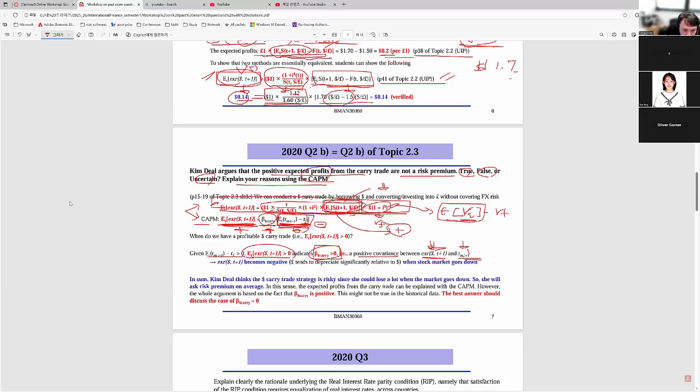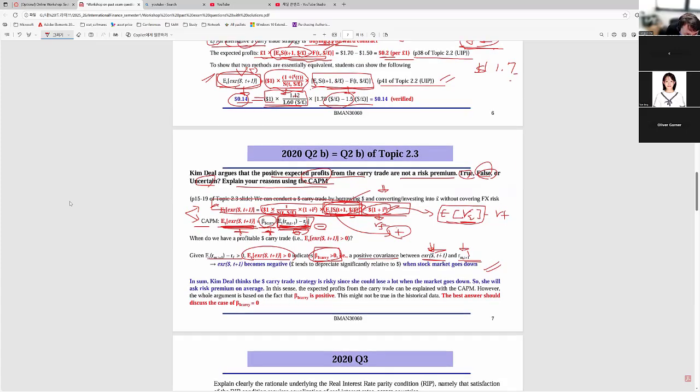So if you stop here, Kim Deal argues that positive expected profit from the carry trade is not a risk premium. But there is a way to say that this profit is indeed a risk premium using CAPM. So this could be the first answer if you stop here. However, we also learned about the following things.